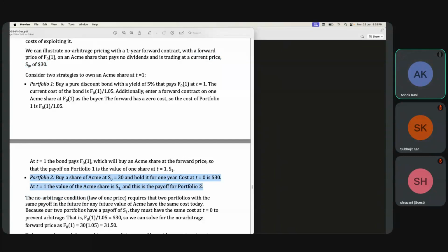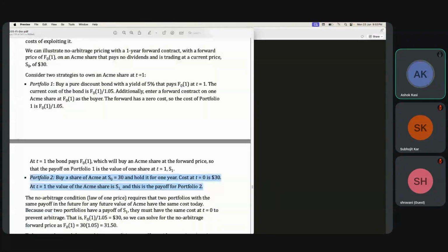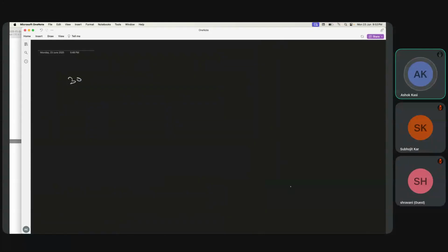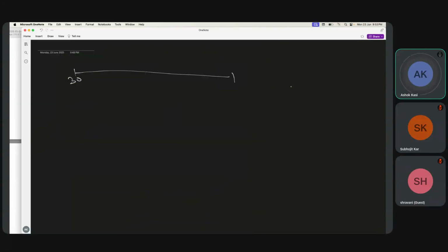Second one, portfolio 2. So right now it is 30 spot, and then buy a share of Acme, that is the name of the company, at 30 and hold it for 1 year. Normally, this is how you will do it. The intention over here is a 1 year forward contract. So normally, if you would have taken a 1 year forward contract, okay.